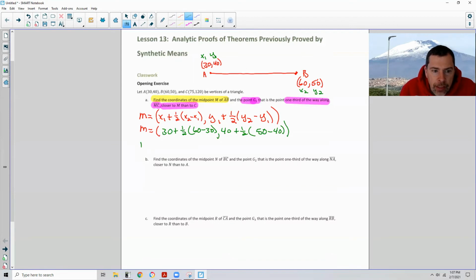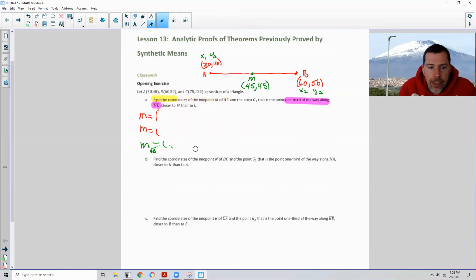And then substituting in, I will get M equals, well, let's just do this all in one step. 60 minus 30 is 30. Half of 30 is 15. 30 plus 15 is 45. 50 minus 40 is 10. Half of 10 is 5. 40 plus 5 is 45. So that puts M right here, and it is the point (45, 45). All right, so that was this yellow highlight. The midpoint of AB, and I should have this down here, by the way, is (45, 45). If you didn't write this down yet, pause it because I'm going to erase this.